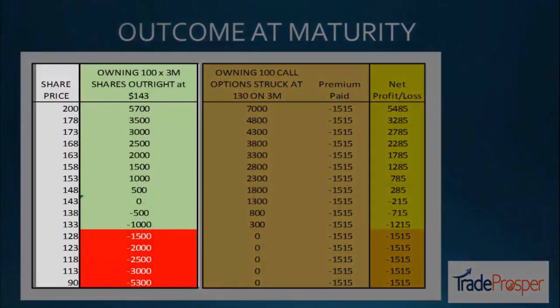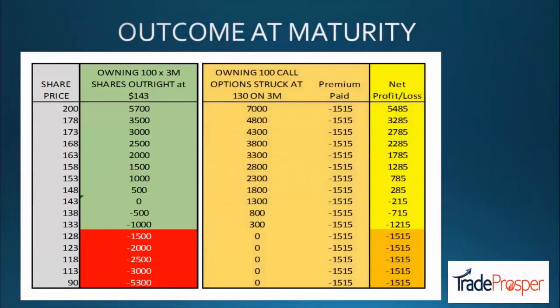You'll see here that owning 100 shares of 3M, when we buy it today at $143, when the share price hits $200, our profit will be $5,700. I want to direct your attention to the bottom end. What happens when the share price drops to $90? You can see in this example, owning 100 shares outright exposes you to all the upside, but also all the downside of the shares. So when you look at a $90 share price at maturity, your investment will now be worth $5,300 less. So that'll be the loss that you would take if you just continued to follow a buy and hold strategy, which is what we're comparing the trade to.